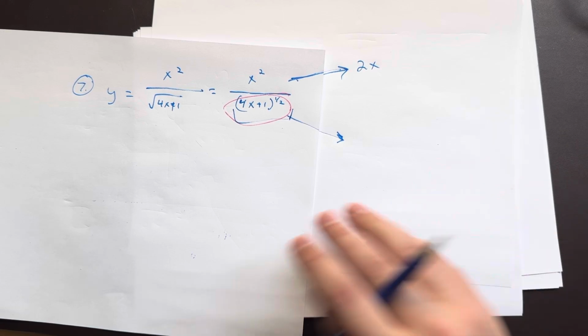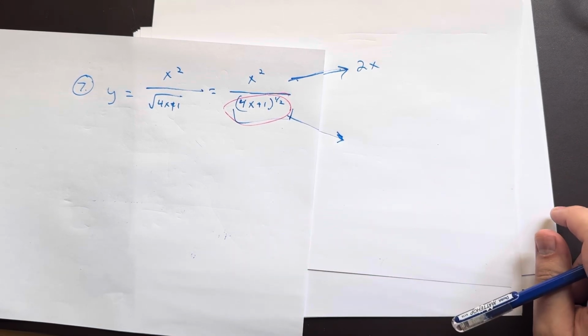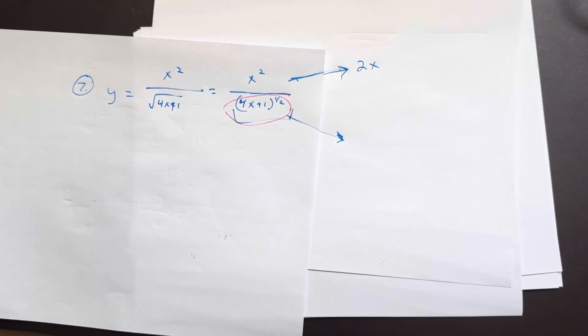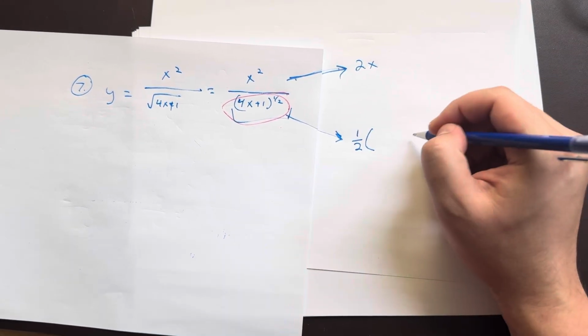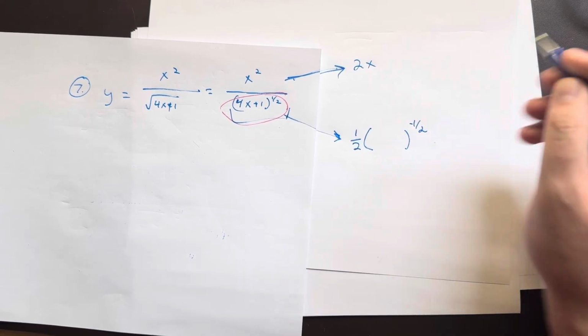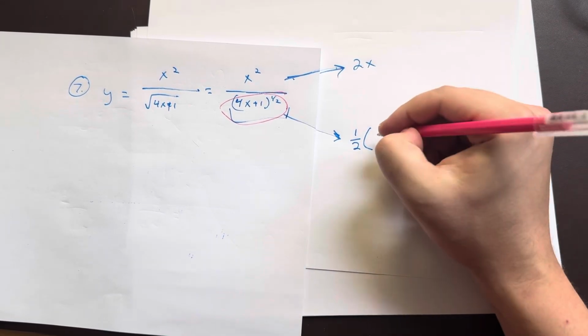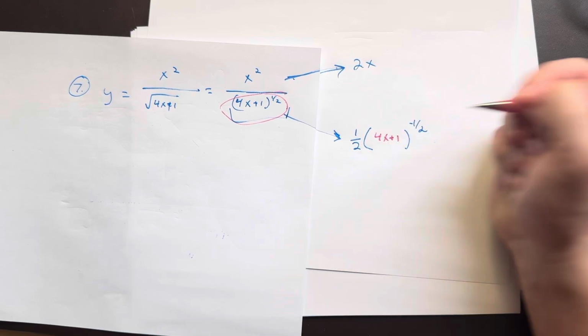So 4x plus 1 to the 1/2. My inner function is the 4x plus 1. My outer function is the 1/2 power. So the 1/2 is going to come down. This is going to be negative 1/2. 4x plus 1.